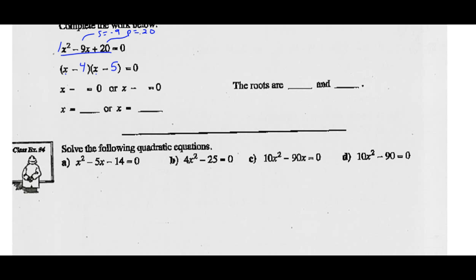Now if the whole thing equals 0, I'm going to set each factor equal to 0. So x minus 4 can equal 0, or x minus 5 can equal 0. And then solve each of these simple equations. X can be 4, or x can be 5. So we say the roots of this quadratic equation are 4 and 5.